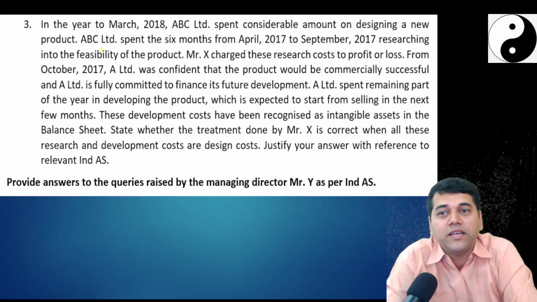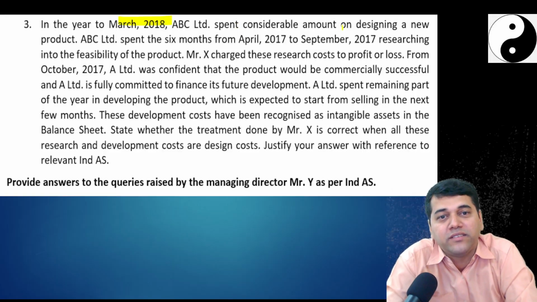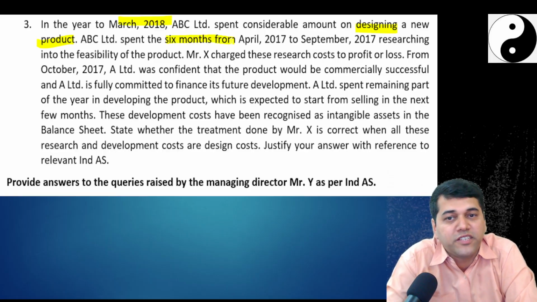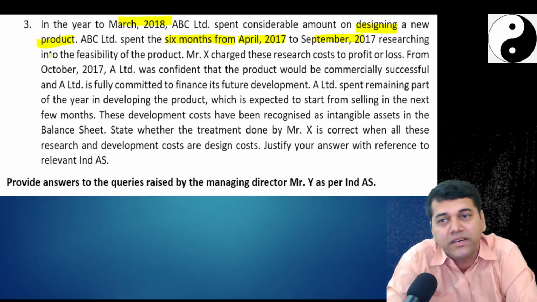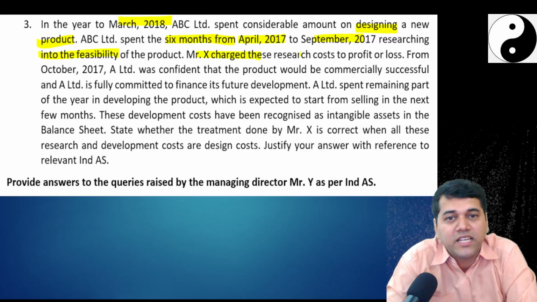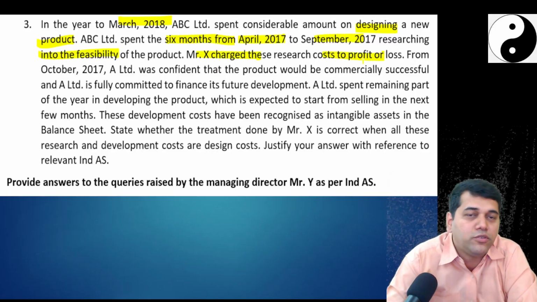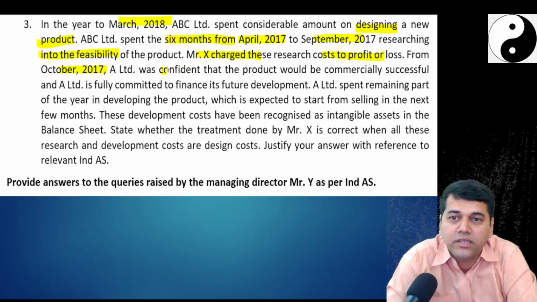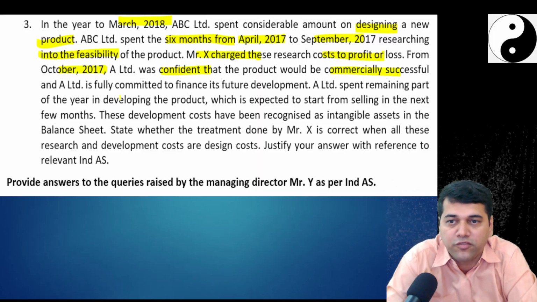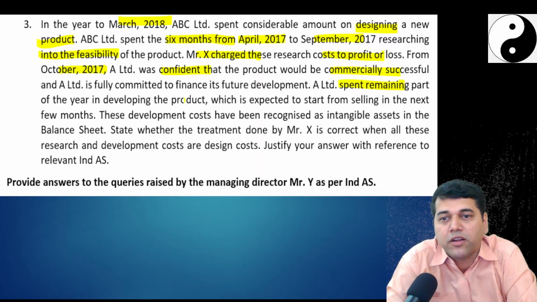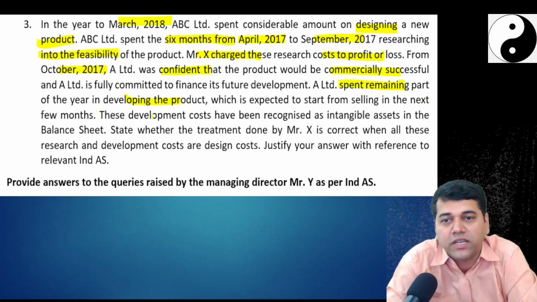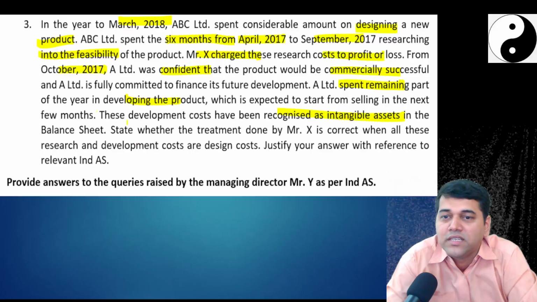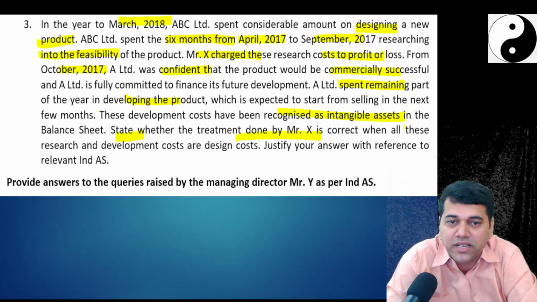One more: in the year March 2018, ABC spent a considerable amount in designing a new product. It spent six months from April to September in research and charged the research cost to the P&L account. Can they do it? Is it correct? Correct. From October, you are confident that you can be commercially successful, so you spent the remaining part of the year in development, and this development cost has been recognized as an intangible asset. State whether the treatment done by Mr. X is correct.